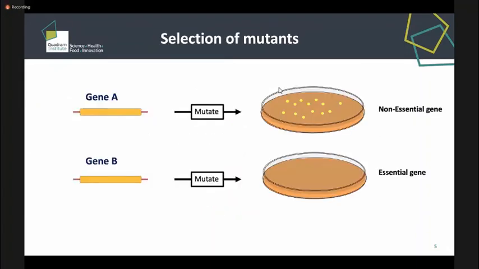And if they inactivate a gene, as in gene A, and the bacteria can still grow, that gene is called a non-essential gene, because the bacteria can survive without that gene. In the case of gene B, if they inactivate a gene and the bacteria cannot grow, that is called an essential gene, because that gene was required for the life of the bacteria.